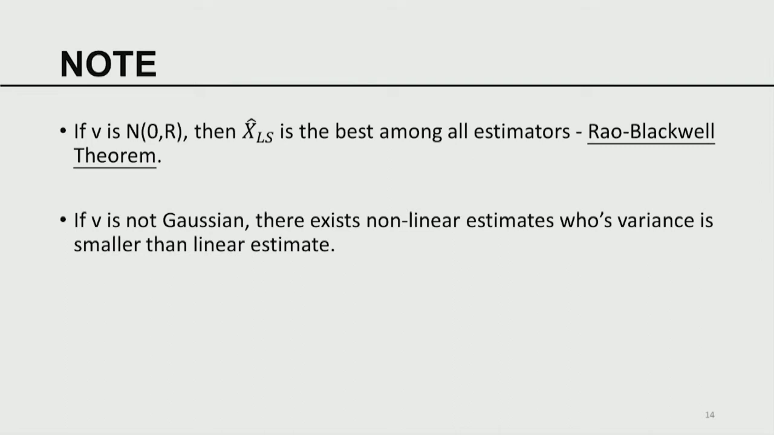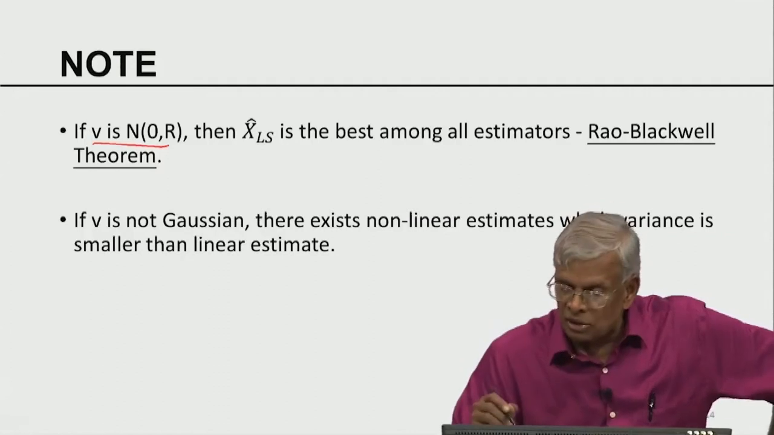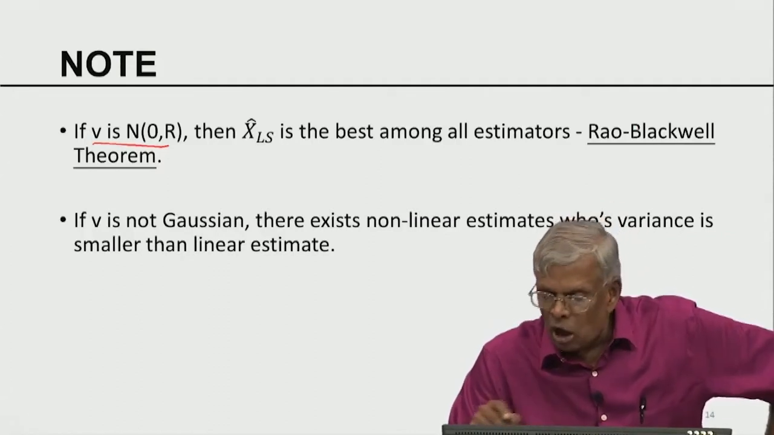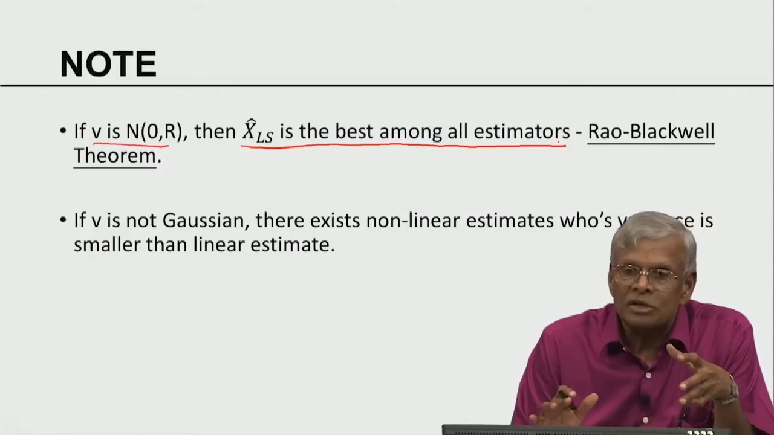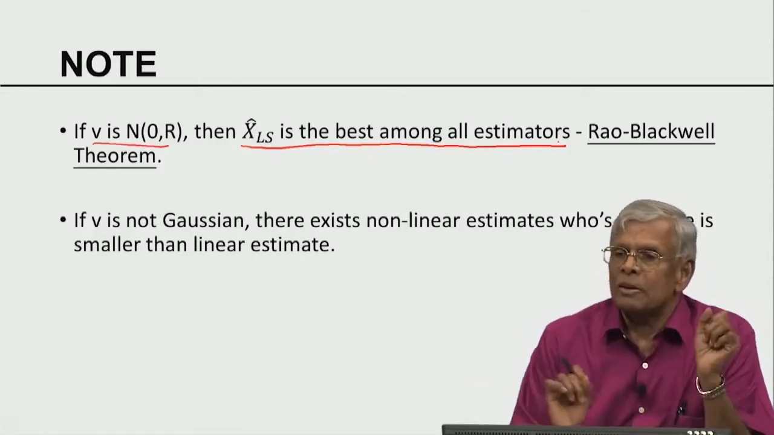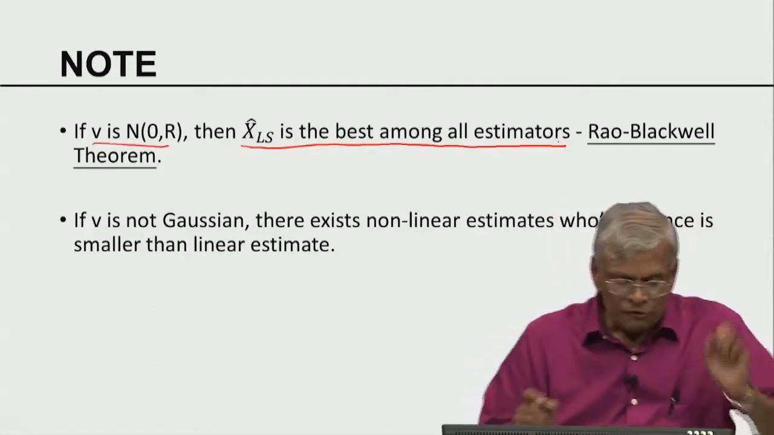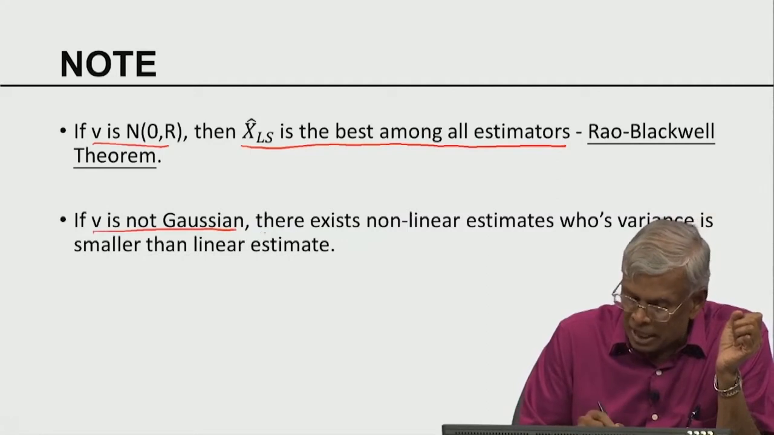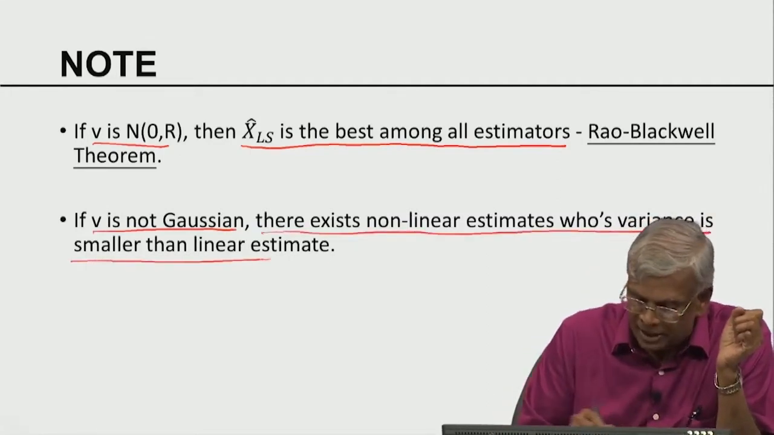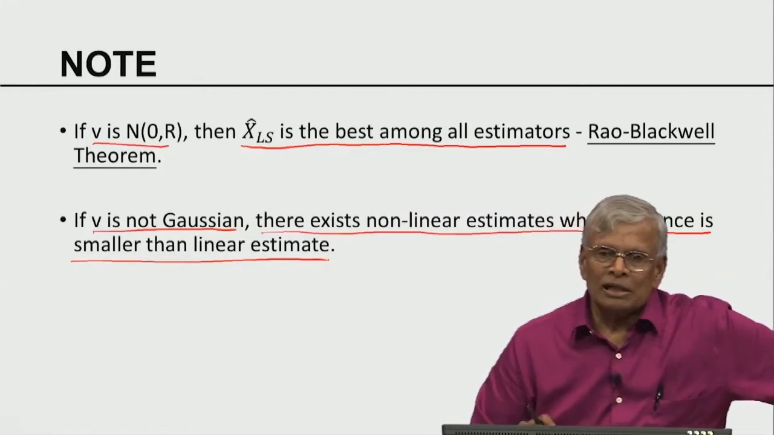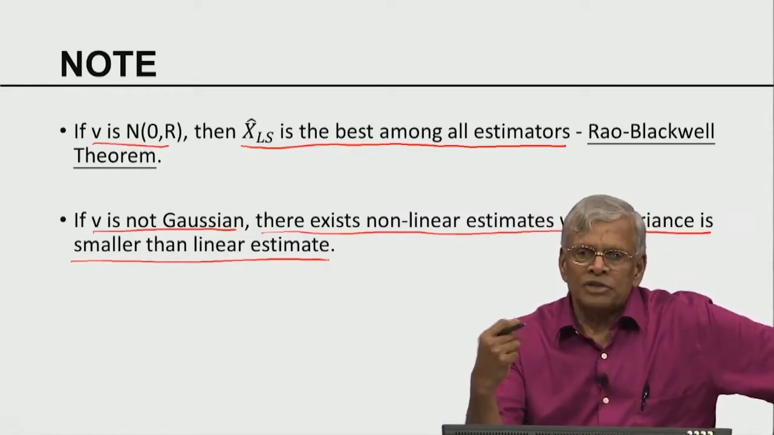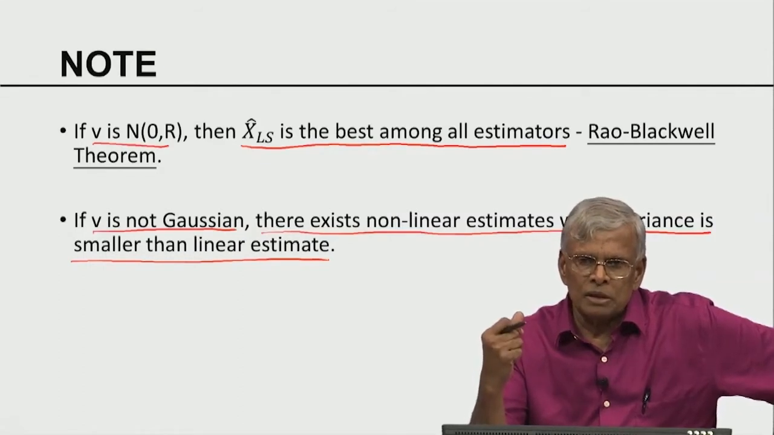In addition, if somebody tells you V is indeed Gaussian, as in this case, there is a further extension of the Gauss-Markov theorem, called the Rao-Blackwell theorem. The Rao-Blackwell theorem essentially tells you the least square estimate with Gaussian noise is the best among all estimates, linear and nonlinear. If V is not Gaussian, there exist nonlinear estimates whose variance is smaller than the linear estimate. These are deeper results from statistical estimation theory, which can be gleaned from the book by Dr. C.R. Rao, which we referred to in the previous talk.